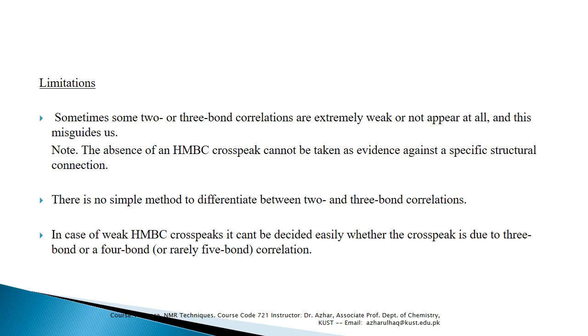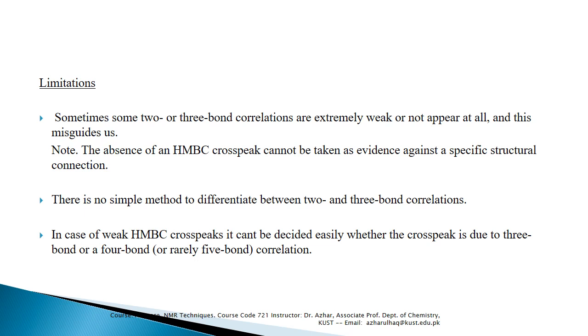For example, sometimes some 2 or 3 bond correlations are extremely weak or do not appear at all, and this misguides us because we assume that such connectivity or interaction is not present, but the interaction is actually present. So it should be borne in mind that the absence of an HMBC cross-peak cannot be taken as evidence against a specific structural connectivity.